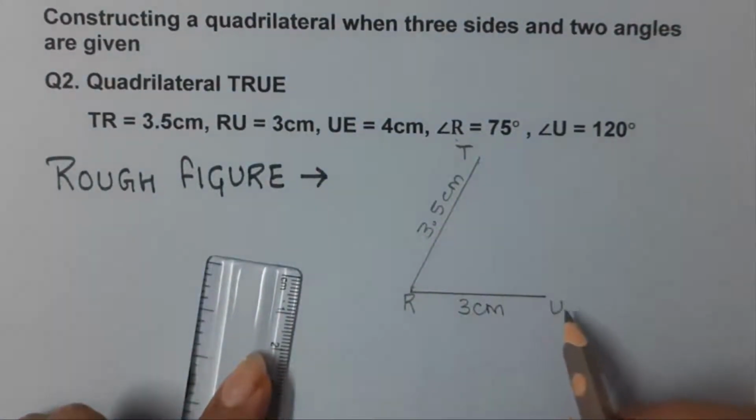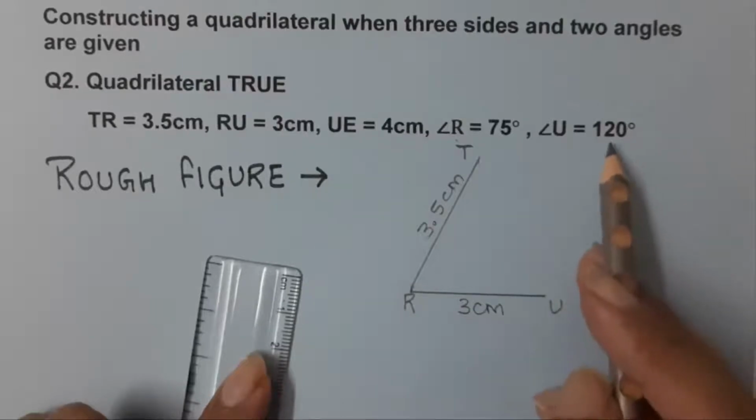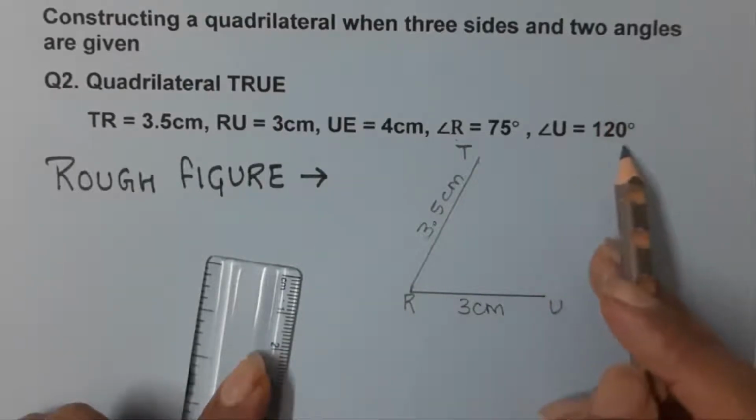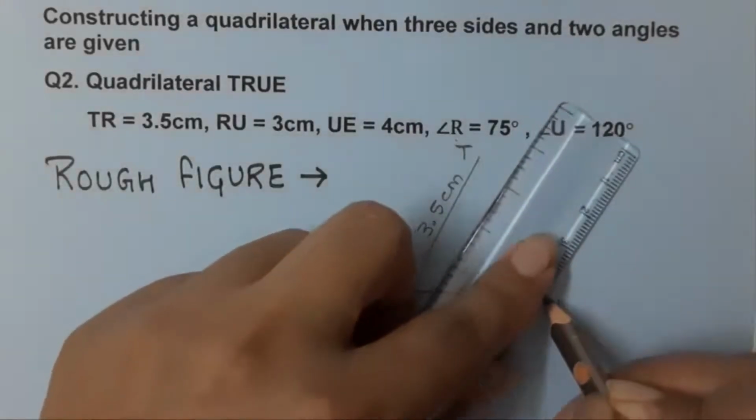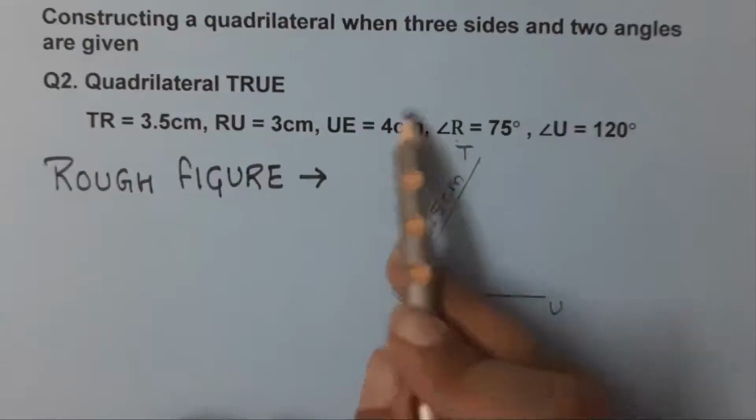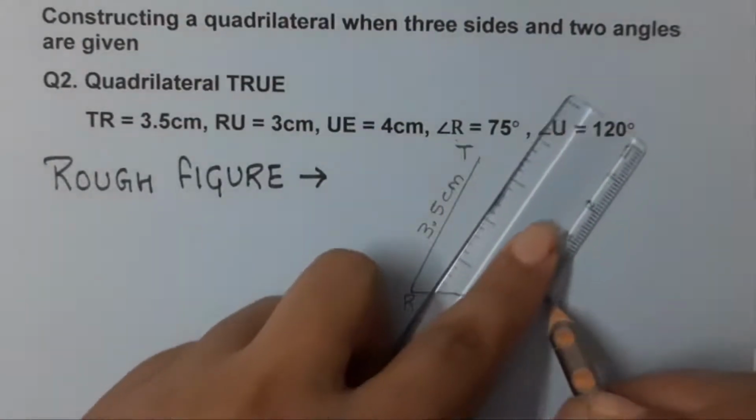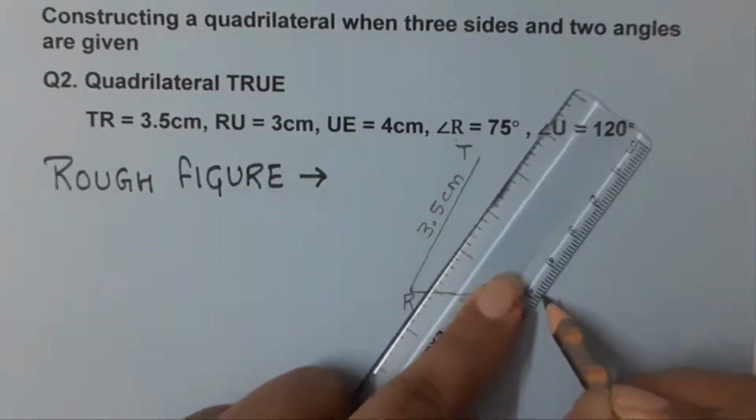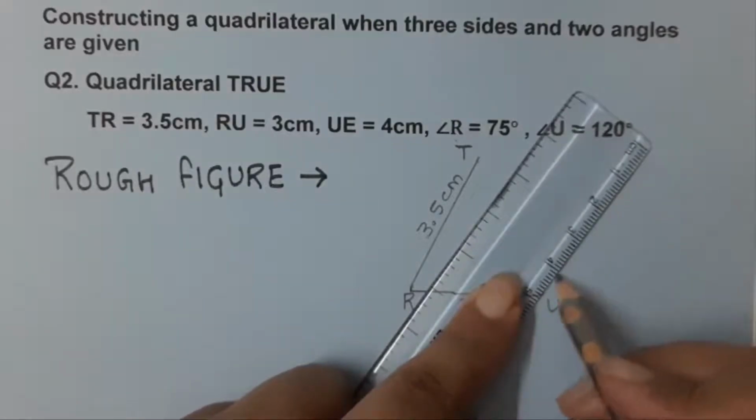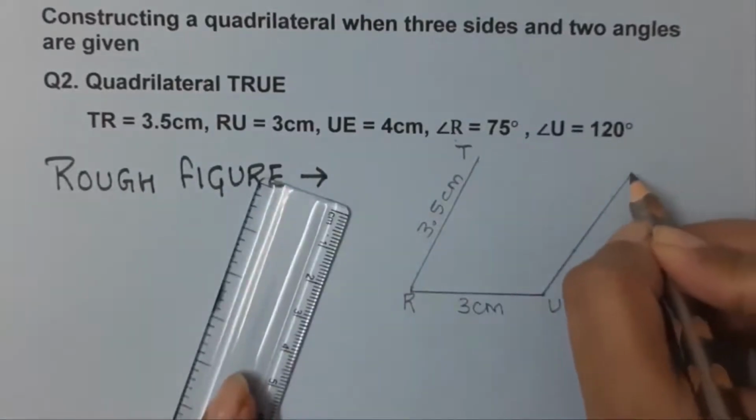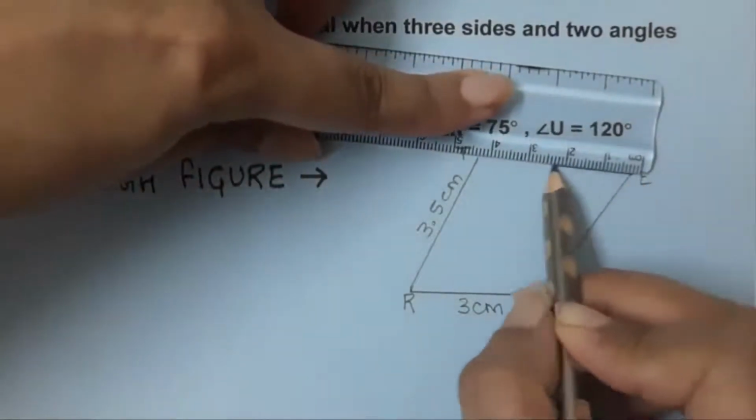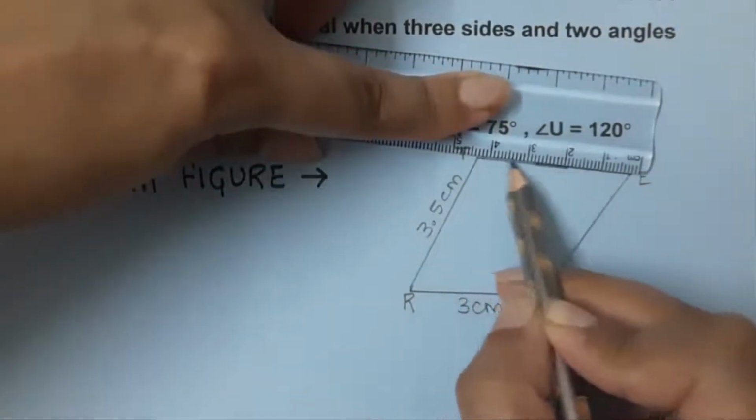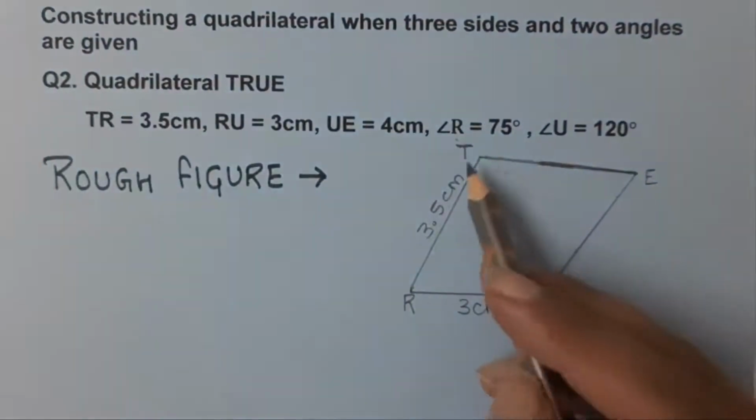After that we have angle U, which is 120 degrees. So please remember that angle U is 120 degrees, which means it is an obtuse angle. So we'll draw it like this, and the side which is connected is 4 cm. So again it is even lengthier than TR. We'll draw it somewhat like this. So this is UE, and at the end we'll simply connect T and E to get the quadrilateral TRUE.